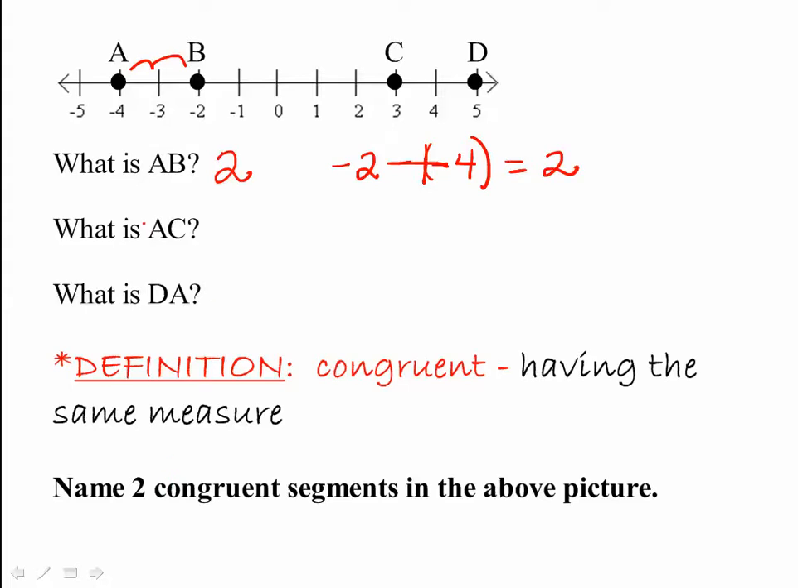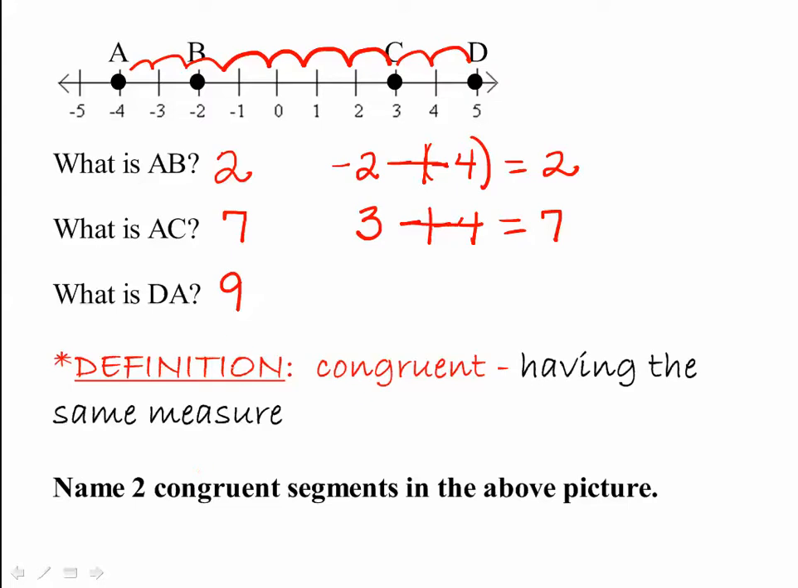What is the distance from A to C? If we count 1, 2, 3, 4, 5, 6, 7 units. So the distance from A to C is 7 units. Again, the larger number is 3 minus the smaller number, -4. That would really be 3 plus 4, which is 7. And last, what is the distance from D to A? Well, we've already counted that this is 7 units from A to C, and it's just 2 more units, so that one would be 9 units.